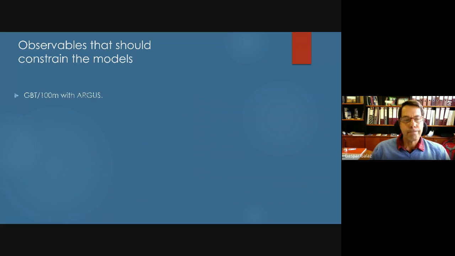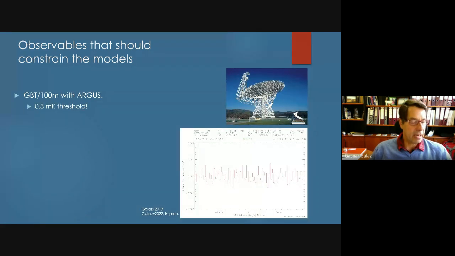So we observed this galaxy using the GBT, the Green Bank Telescope, 100 meter, with Argus, which is a very interesting detector with many horns. It's like a Pullman interferometer, right? And we reach 0.3 millikelvin and no gas. These are observations obtained perhaps 8 months ago or something, and we don't detect gas after almost 20 hours of observing time with this very large telescope.